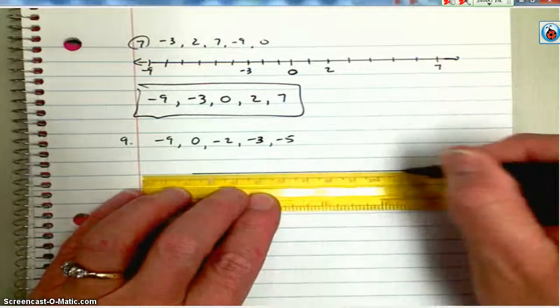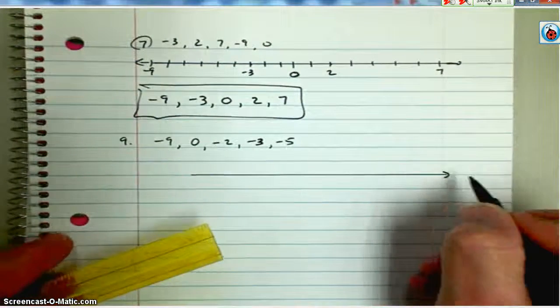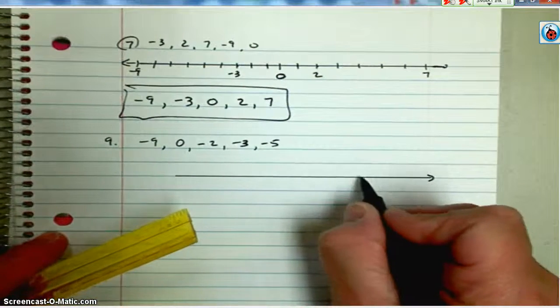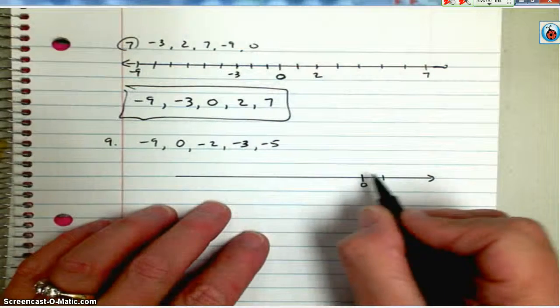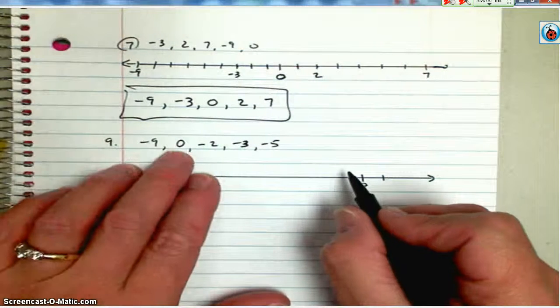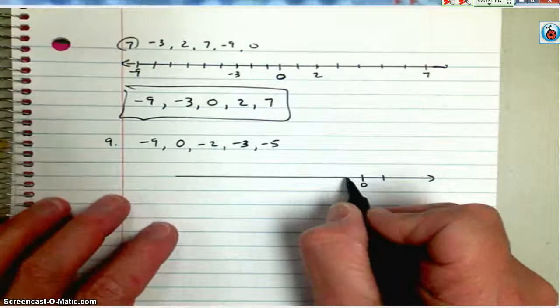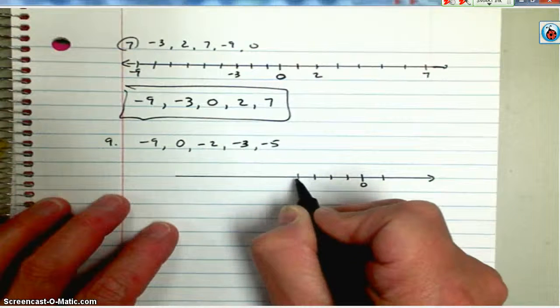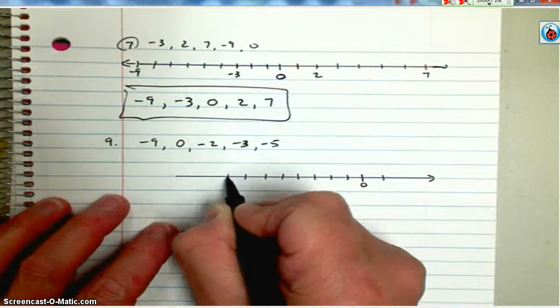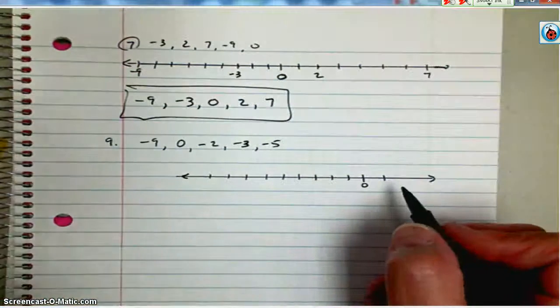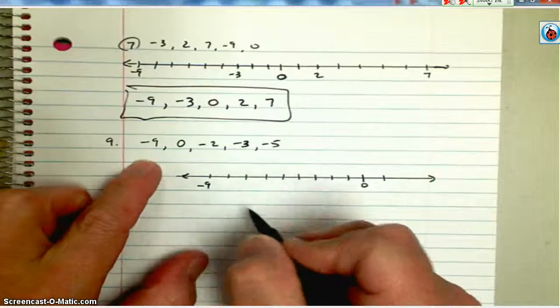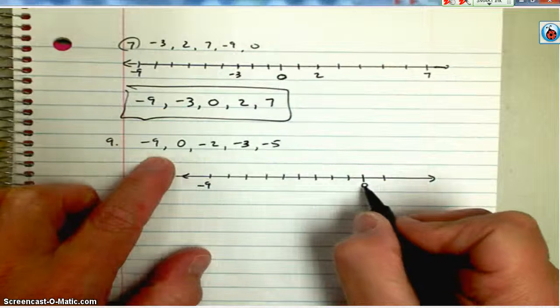So if we draw our number line, I'm going to put 0 closer to this side because I don't really need a lot of positive numbers. There's no positive numbers listed here. So I'm going to just count 1, 2, 3, 4, 5, 6, 7, 8, 9, and stop right there because I don't need to go any further. So our smallest number is a negative 9. 0 we already have marked.